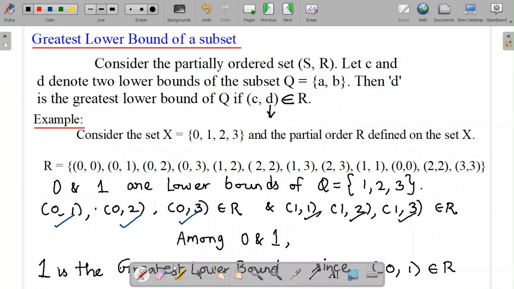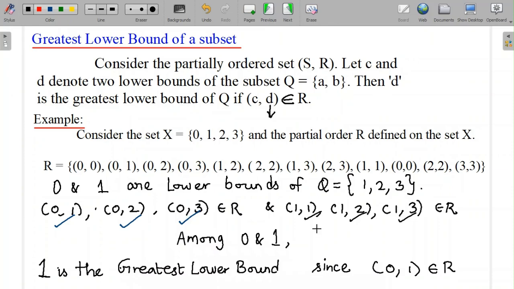Now, among 0 and 1, we find that (0, 1) is part of the set. So 1 is the greater of the two bounds. 1 is on the right when you compare the two bounds, and therefore 1 is the greatest lower bound of this subset {1, 2, 3}. So this will give us a clear idea of what the greatest lower bound, the GLB, and the least upper bound, the LUB, of a subset are.